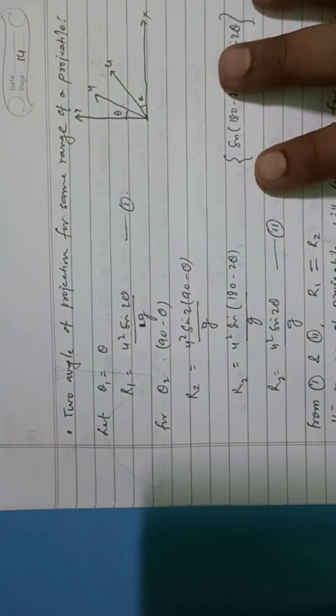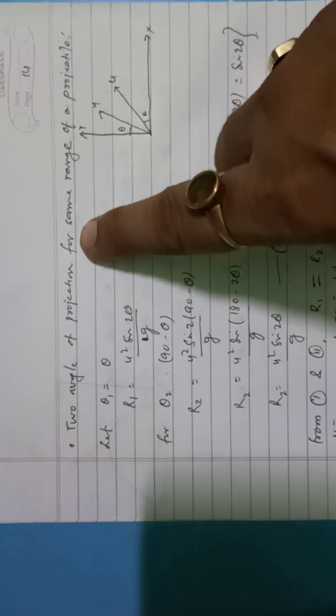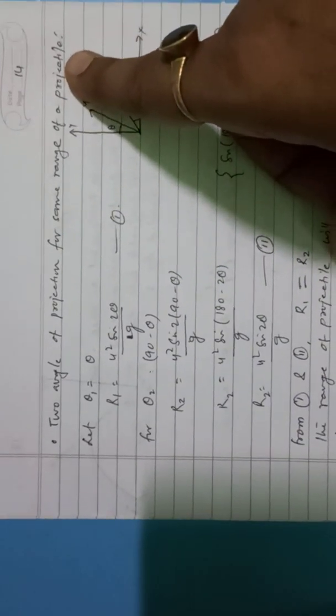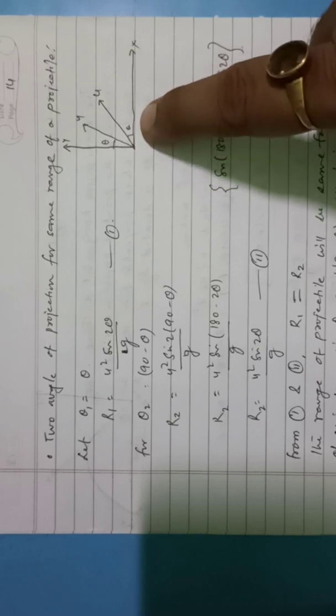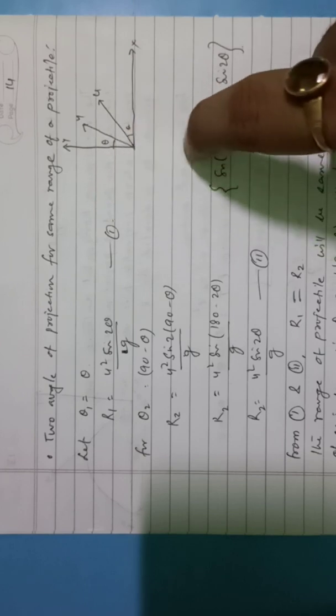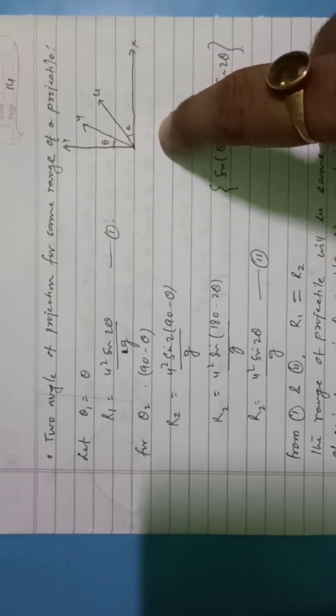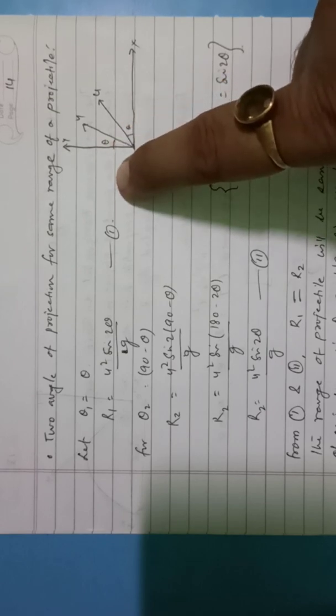Now, a more important question is that there are two angles of projection for the same range of projectile. Is it or not? You see that one diagram. Two projectiles are thrown, one is thrown at angle theta and the other at the complementary angle, which is 90 minus theta. The sum of complementary angles is equal to 90 degree: theta plus 90 minus theta.